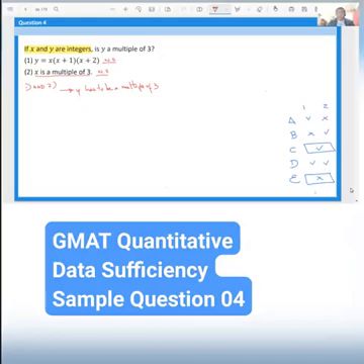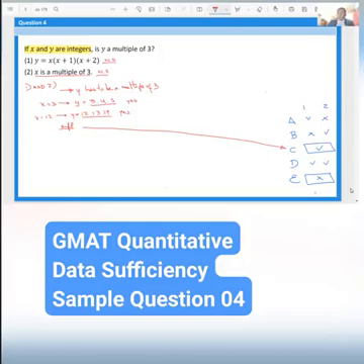Say, for example, that x is 3. Then y equals 3 times 4 times 5. Of course, this will be a multiple of 3. If x were 12, then y equals 12 times 13 times 14, and this would also be a multiple of 3. So it is sufficient, and then you feel tempted to go to answer choice C: the statements together are sufficient, but neither statement alone is sufficient. If you get to this answer, it is positively wrong.